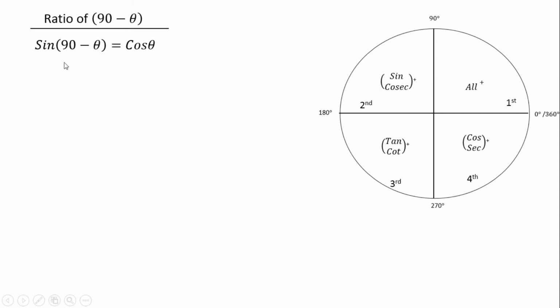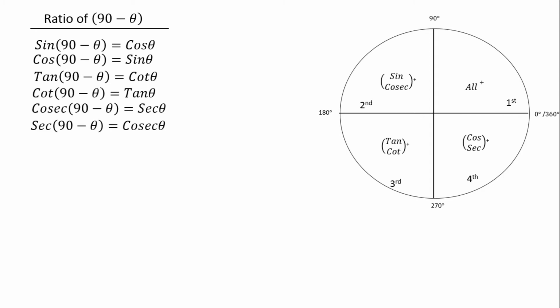According to the quadrant we have to use the sign. 90 minus theta, like 90 minus 10, means the angle is less than 90, so it comes from the first quadrant, and here all the ratios will be positive. So if we break the angle into 90 minus theta, then the ratio will be changed but the sign will be all positive.